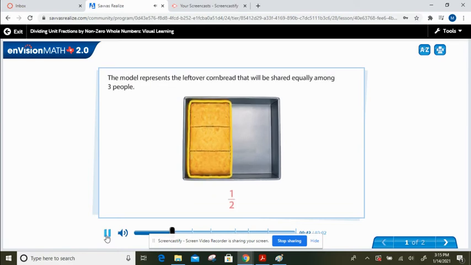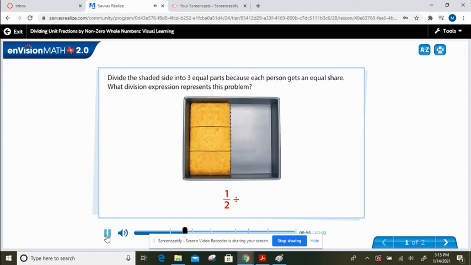The model represents the leftover cornbread that will be shared equally among 3 people. What do you need to divide to find how much cornbread each person gets? Divide the shaded side into 3 equal parts because each person gets an equal share. What division expression represents this problem?